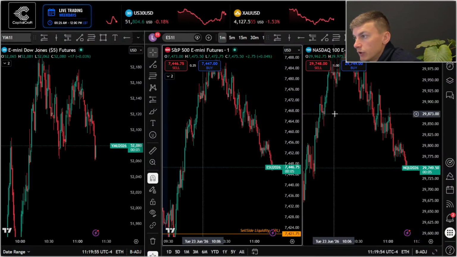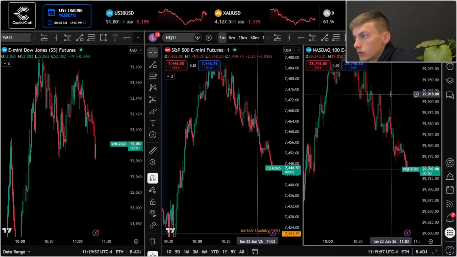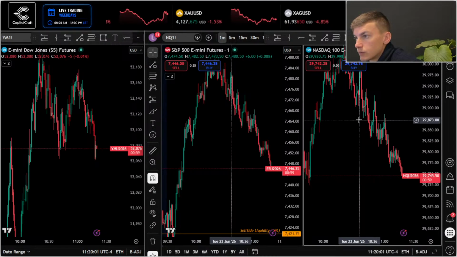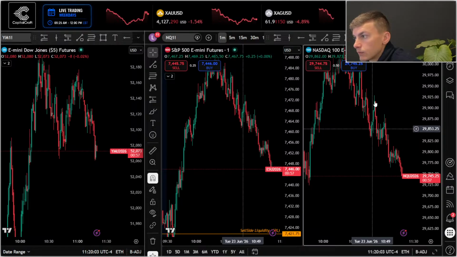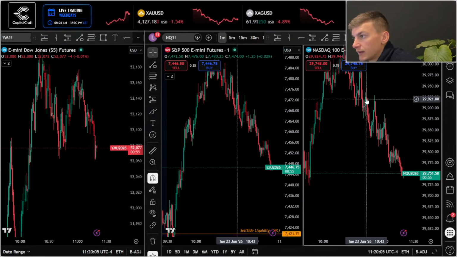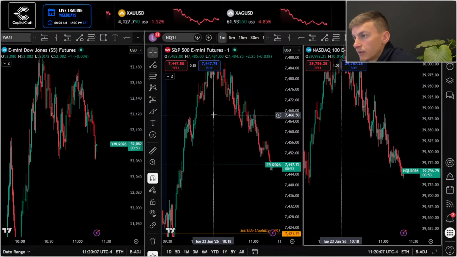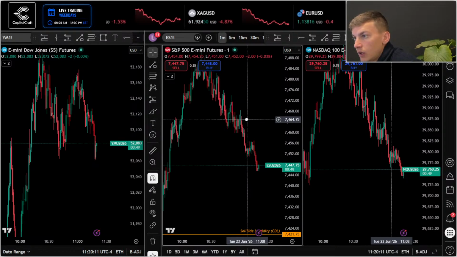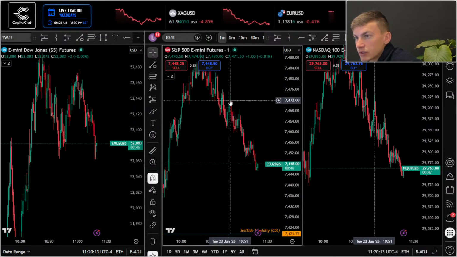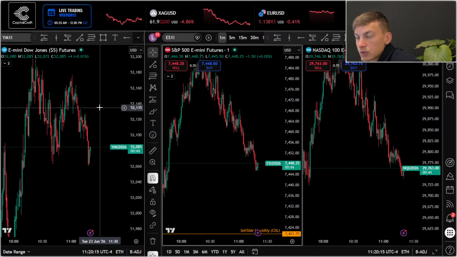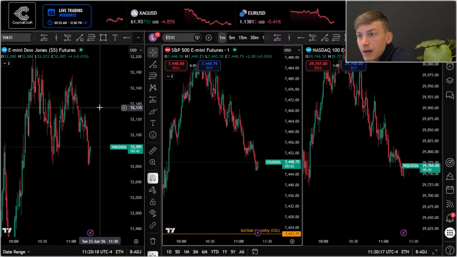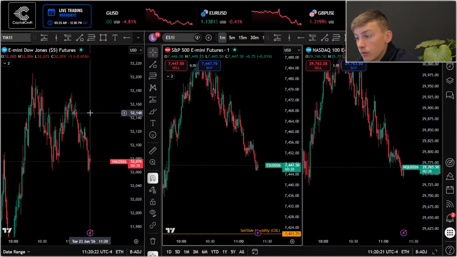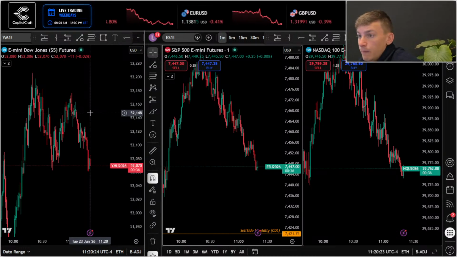Okay, so we actually came very close over there. This move, had that just closed above there, likewise on the S&P, we would have gone long. But you can clearly see the market was not giving us that. The market's been ridiculous here, man. It is what it is.